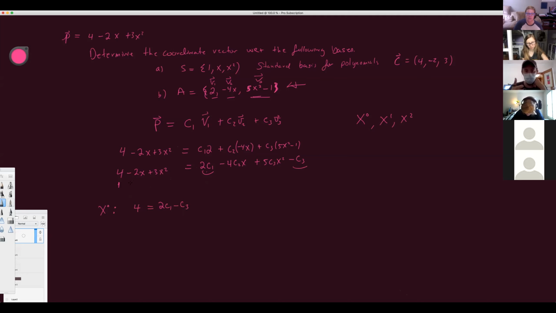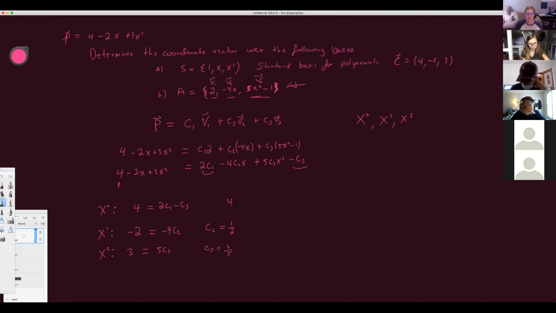The coefficients of x to the 1 are minus 2 on one side, and on the other side, it's minus 4 c2. And immediately that gives me c2 is a half. So that's nice. And then the coefficients of x squared. On one side, it's 3. On the other side, it's 5c3. And this gives me that c3 is 3/5.